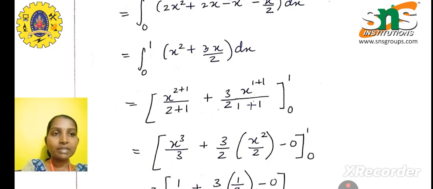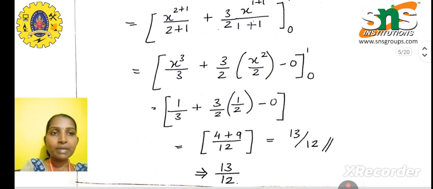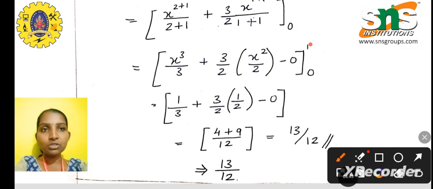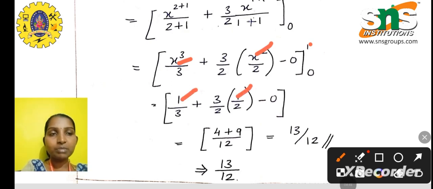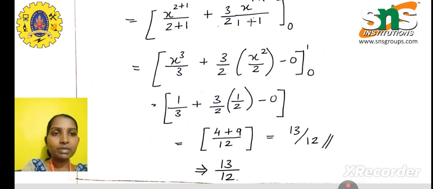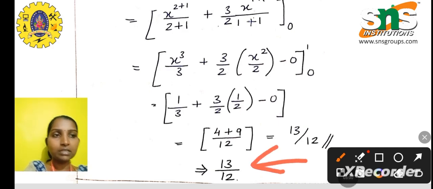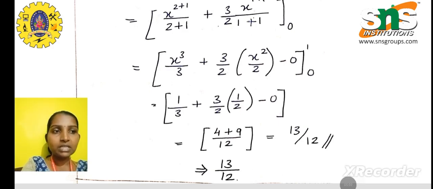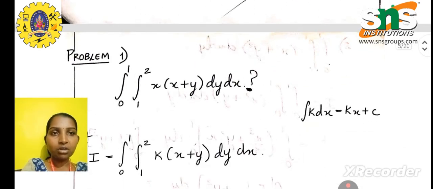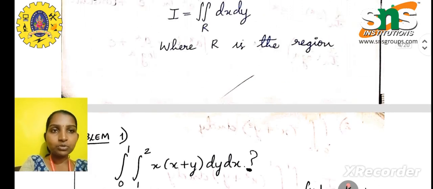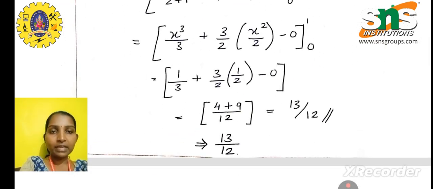Minus 0 after applying the limit, but before that we have to apply the upper limit 1 for x alone. Therefore this will be 1, this will be 1, and the lower limit gives 0, so you will not have this. Now what is the simplified term? It is 4 plus 9 by 12, which is equal to 13 by 12. 13 by 12 is the final answer. So what we have inferred here is that the area of the given curve is 13 by 12. Likewise, we will compute problems on area using multiple integrals with definite limits. We will have some more problems in the next class as well.